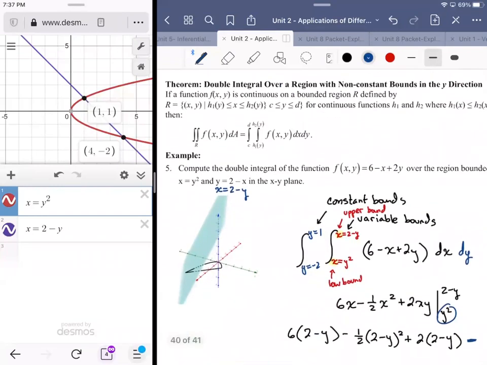So the graph that's printed on the paper doesn't really help us because the perspective is off. But if you look at the one on Desmos, the one that's to the left is the parabola, x equals y squared, the sideways parabola. The one that's more to the right is the line over the relevant interval. And so the low bound has to be x equals y squared. The high bound has to be x equals 2 minus y.